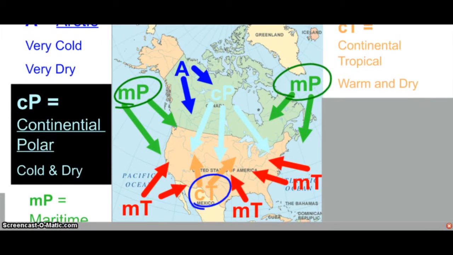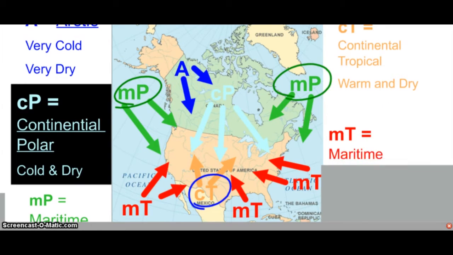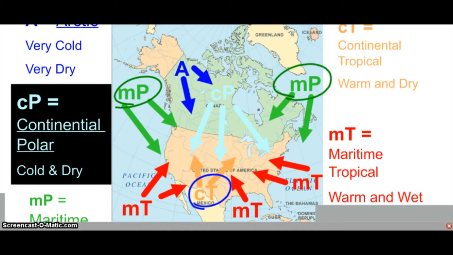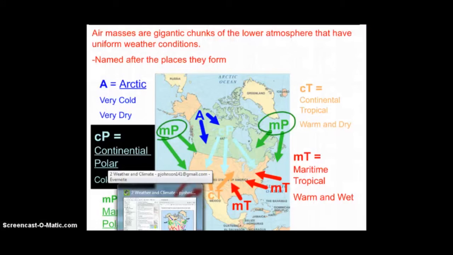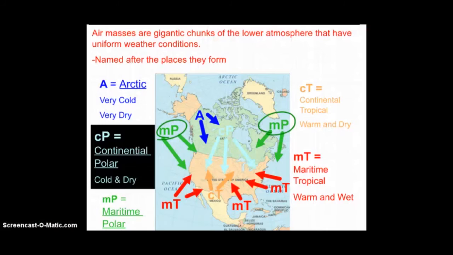Maritime tropical, on the other hand, these are the warm and wet winds. Most of our rain comes from maritime tropical air masses. Here are all of the air masses I expect you to know. Please try to learn all 5, where they are and what their properties are.